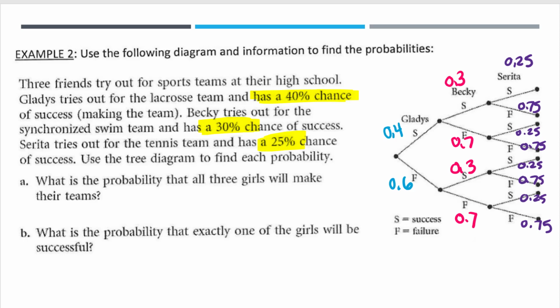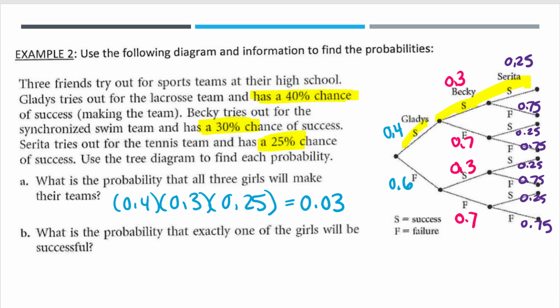What is the probability that all three girls will make their teams? So if all three girls make the team, we would have a success, and a success. Remember, these are independent events, and we're identifying if the first event and the second event and the third event occurs. So we will be multiplying these numbers together. When we multiply these together, we get 0.03. So that's a 3% chance.